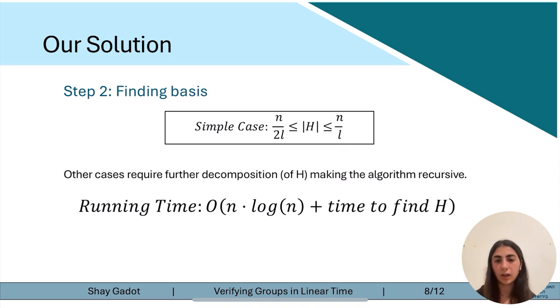The other cases of the size of H require further decomposition of H, making the algorithm recursive. And overall, we get running time of O(n log n), because each time we run the algorithm it takes n and we run it up to log n times. And to that we add the time to find H, which is the next thing we're going to touch now.